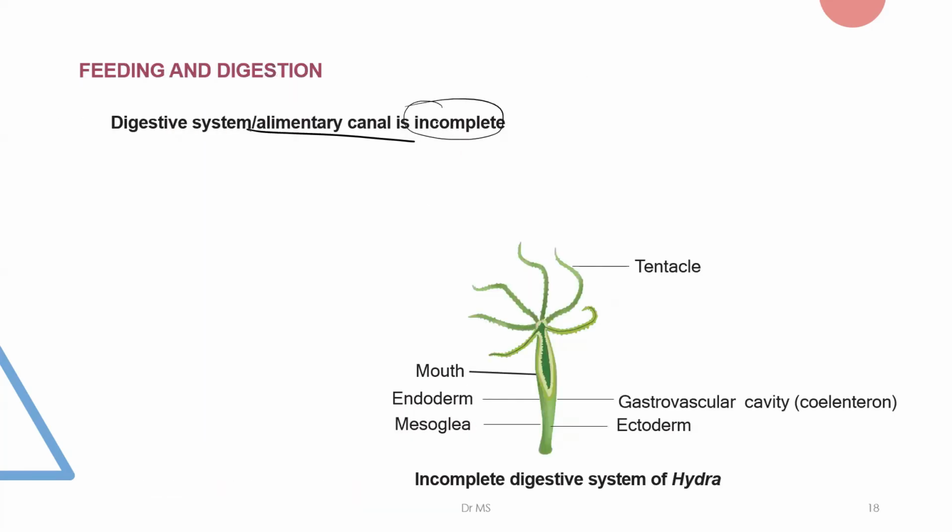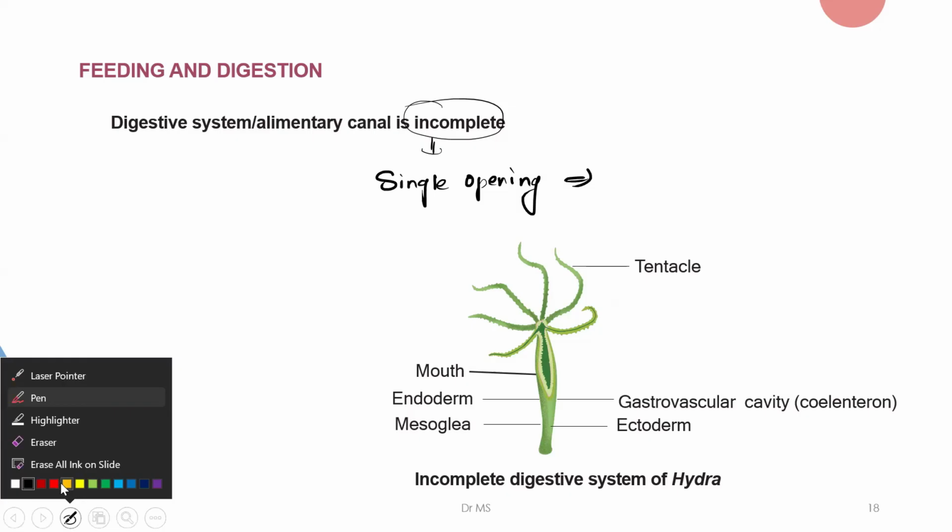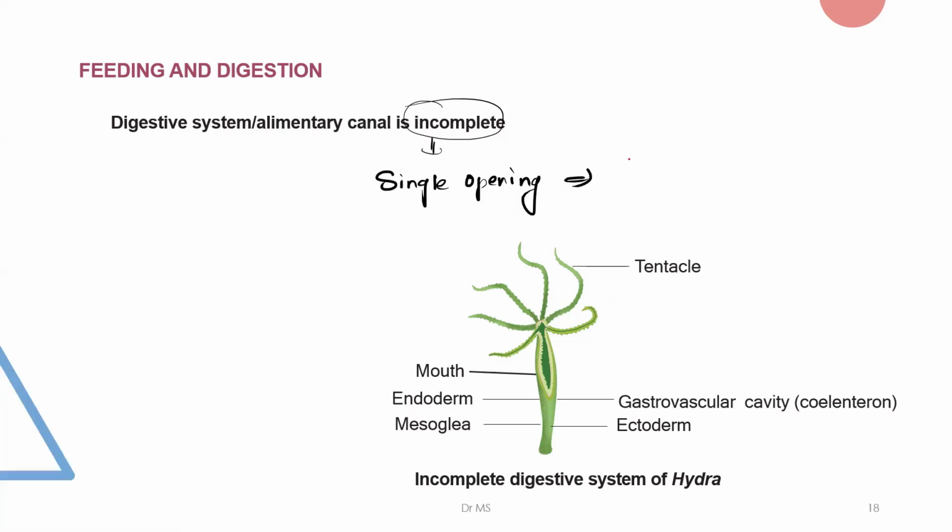So they have only one opening. Yeah, so these organisms have only one opening. That one opening, we call it the hypostome. Okay, so just remember, they are having the single opening. That single opening, we call it hypostome. Okay, so this hypostome will bear the mouth.